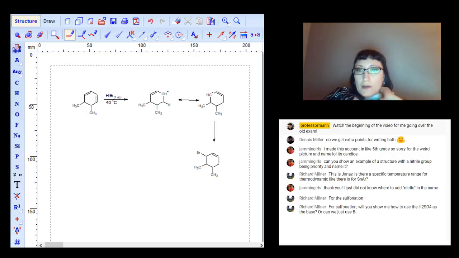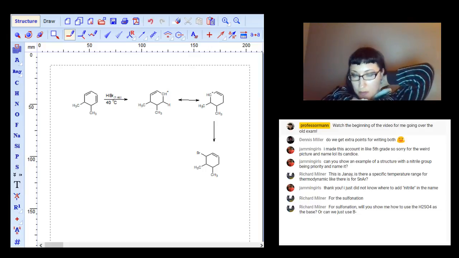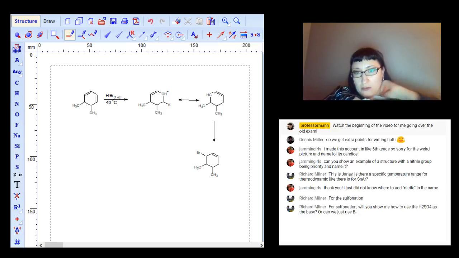Okay. For sulfonation, will you show me how to use, well, you wouldn't use the sulfuric acid as the base. You would use the sulfate, the hydrogen sulfate left over. So just the conjugate base of sulfuric acid.